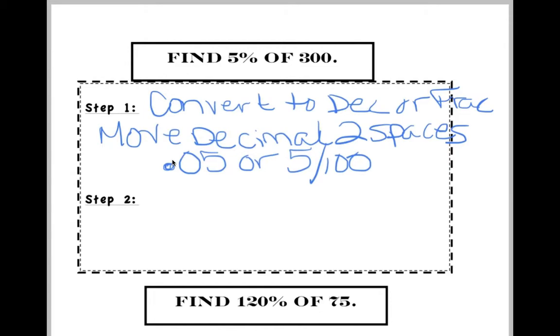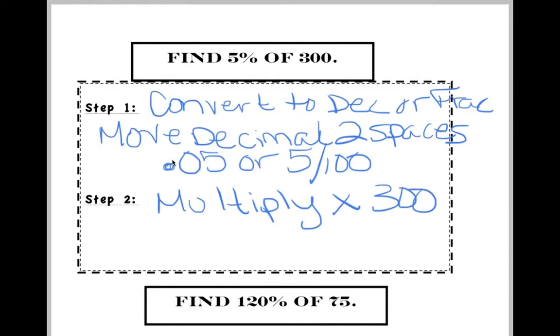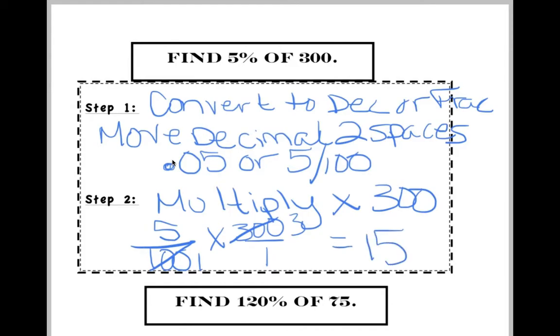Those are your choices. And then multiply times 300, and that is very easily 5 over 100 times 300 over 1, cross simplify, right? 100 goes into 300 3 times, and it equals 15. Okay, or 0.05 times 300 on your calculator equals 15. Okay, so either way, your choice, which way you like to do it. If you have a calculator handy, decimals are easy. If you don't, you might want to do the fractions with cross simplifying.